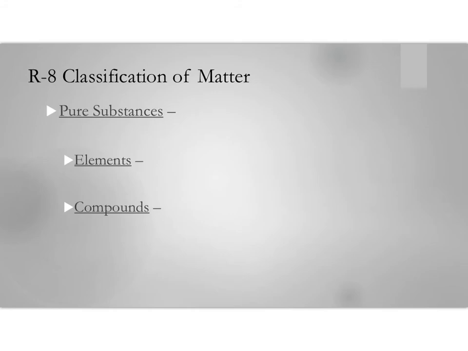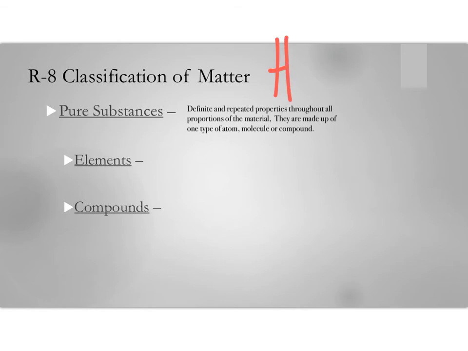All right, so we have other ways of classifying matter. We have pure substances, and we have, obviously, impure substances. A pure substance is defined as anything that has definite and repeated properties through all proportions of the material. They also must be made up of one type of atom, one type of molecule, or one type of compound. Like you could have water, H2O. That is a pure substance by itself. However, if you mix salt into it, that would not be a pure substance.